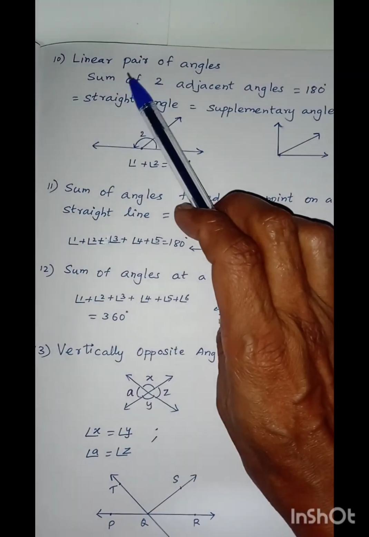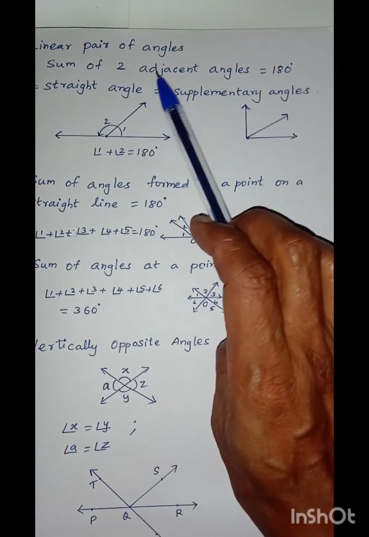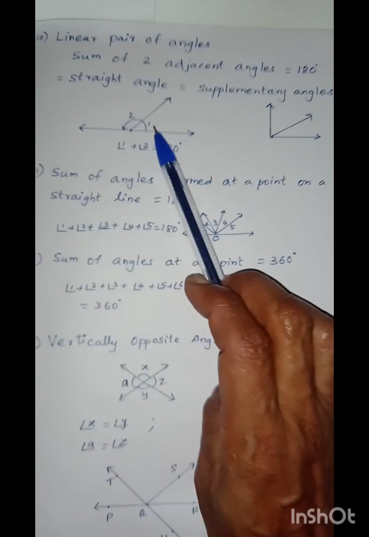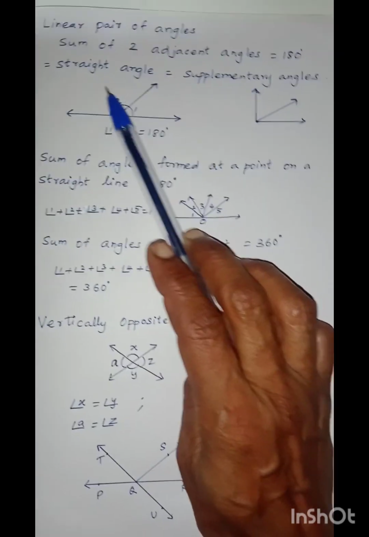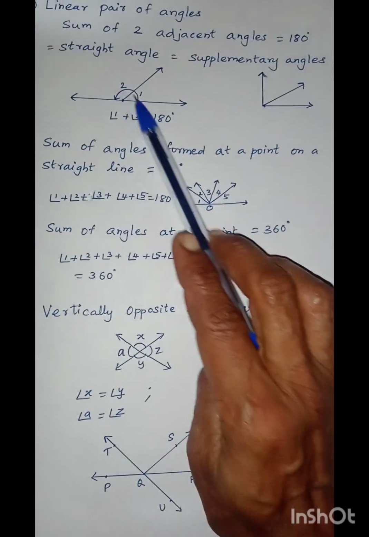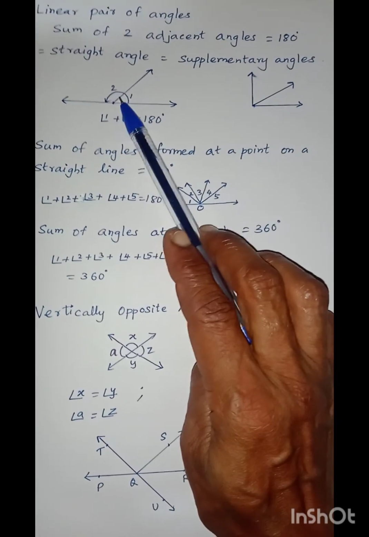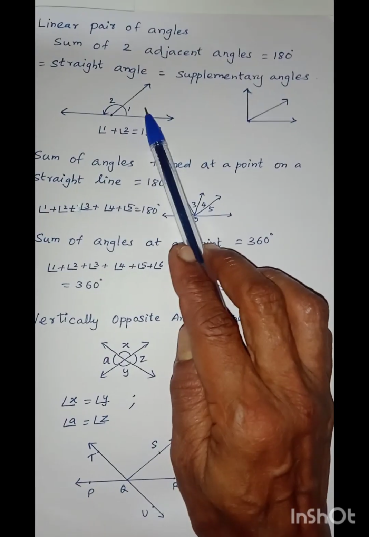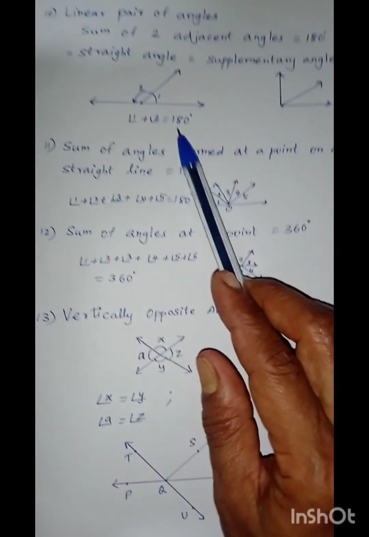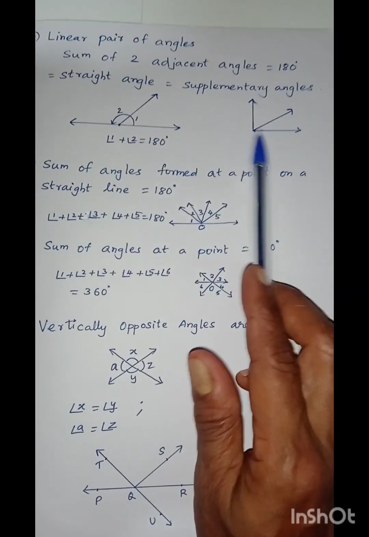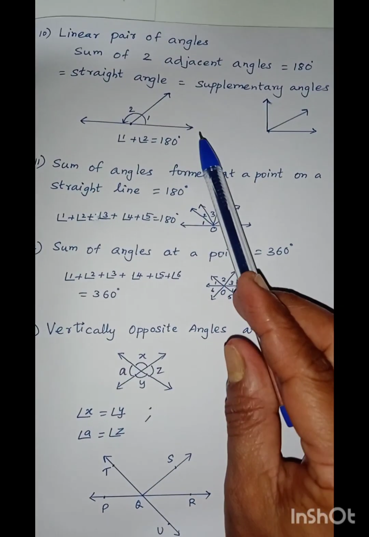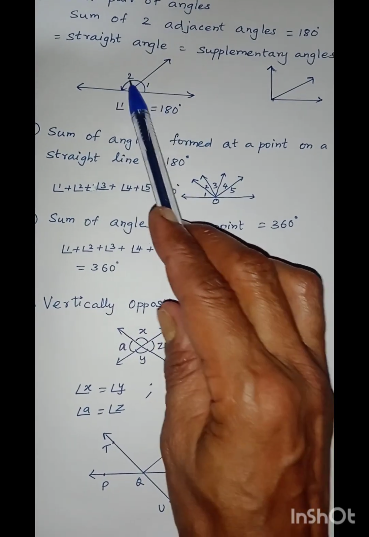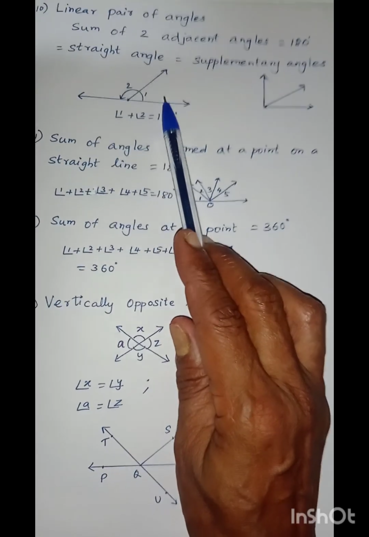Next, we shall deal with linear pair of angles. If the sum of two adjacent angles is equal to 180 degree, then these two angles are called linear pair of angles, and it forms a straight line. The sum of the angles forms a straight line, and these are called supplementary angles also. Okay, among these two figures, which are linear pair of angles? The first one. Okay, these 1 and 2 form linear pair of angles.